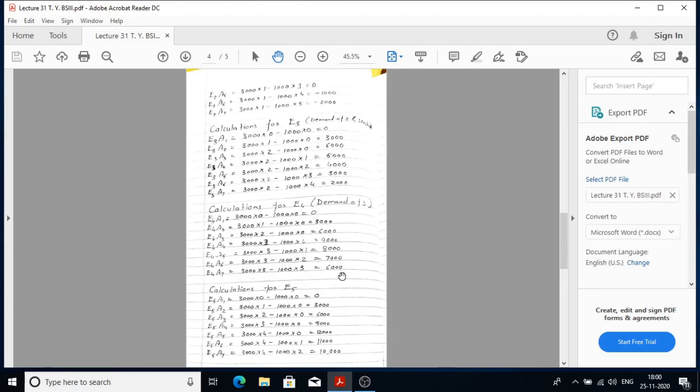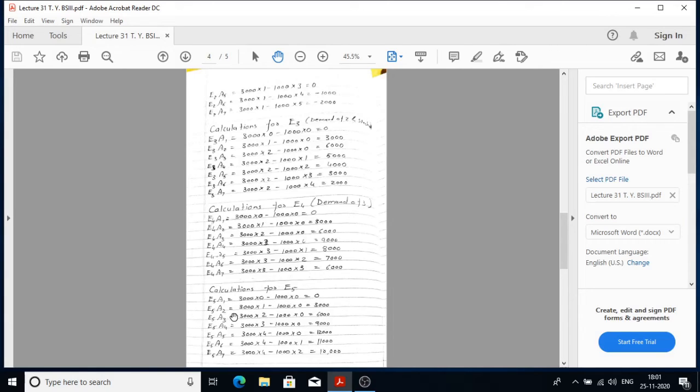Let us go for calculations for E5. E5 means demand of 4 boats. E5 A1. A1 means stock of 0 boats. So 3000 into 0 minus 1000 into 0. So answer is 0.